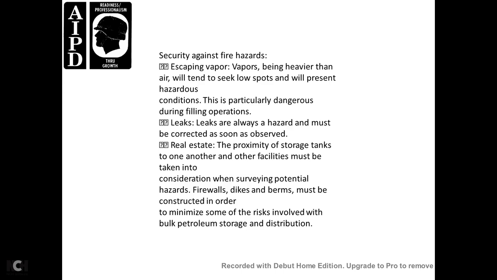Security against fire hazards. Escaping vapors, being heavier than air, will tend to seek low spots. They will be present with hazardous conditions, particularly dangerous during the filling operation. Leaks are always a hazard and must be corrected as soon as they are observed. The proximity of the storage tanks to other facilities must be taken into consideration when surveying potential hazards. Firewalls, dikes, and berms must be constructed in order to minimize some of the risks involved with bulk petroleum storage and distribution.